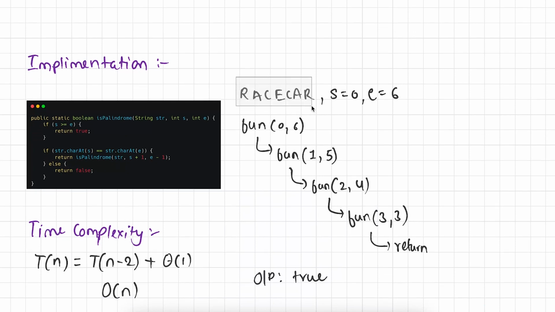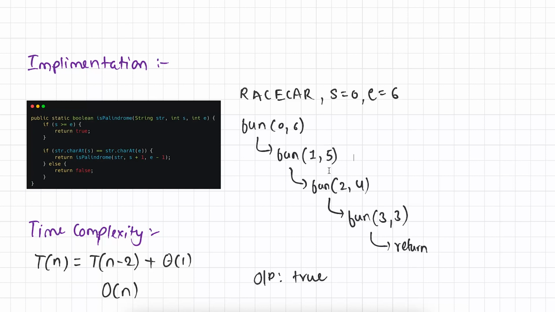In the case of racecar, S is equal to 0 and E is equal to 6, because the indices run 0, 1, 2, 3, 4, 5, 6. So we call this function for 0 and 6. The execution begins from the first line. It checks if S is greater than or equal to E. This time it is false, so we skip this if statement. Then we check whether the character at index 0 and the character at index 6 are equal or not. This time they are equal, so we make a call to 1 and 5.